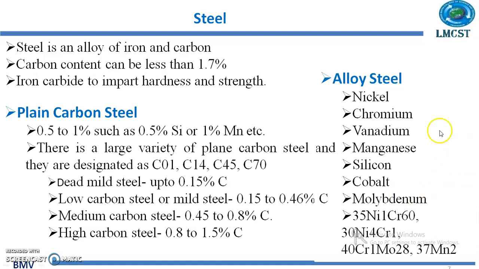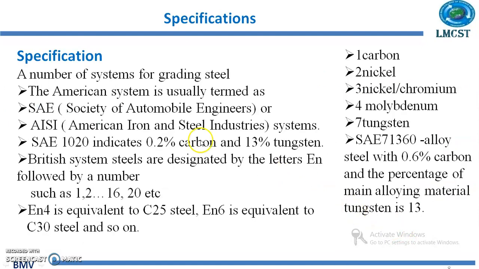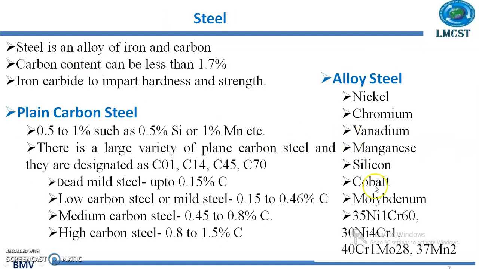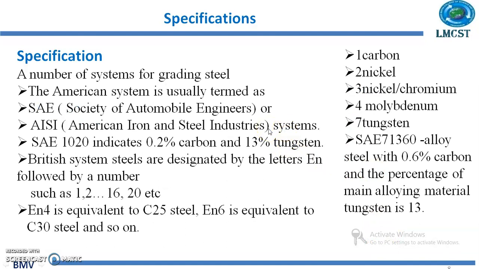These are some of the designated alloy steels. Now here, one more thing is silicon. Silicon is added for high elastic limit, cobalt for hardness, and molybdenum for extra tensile strength. Stainless steel is one such alloy that gives good corrosion resistance, and these are some of the designated alloy steels. Now we will see the specification.